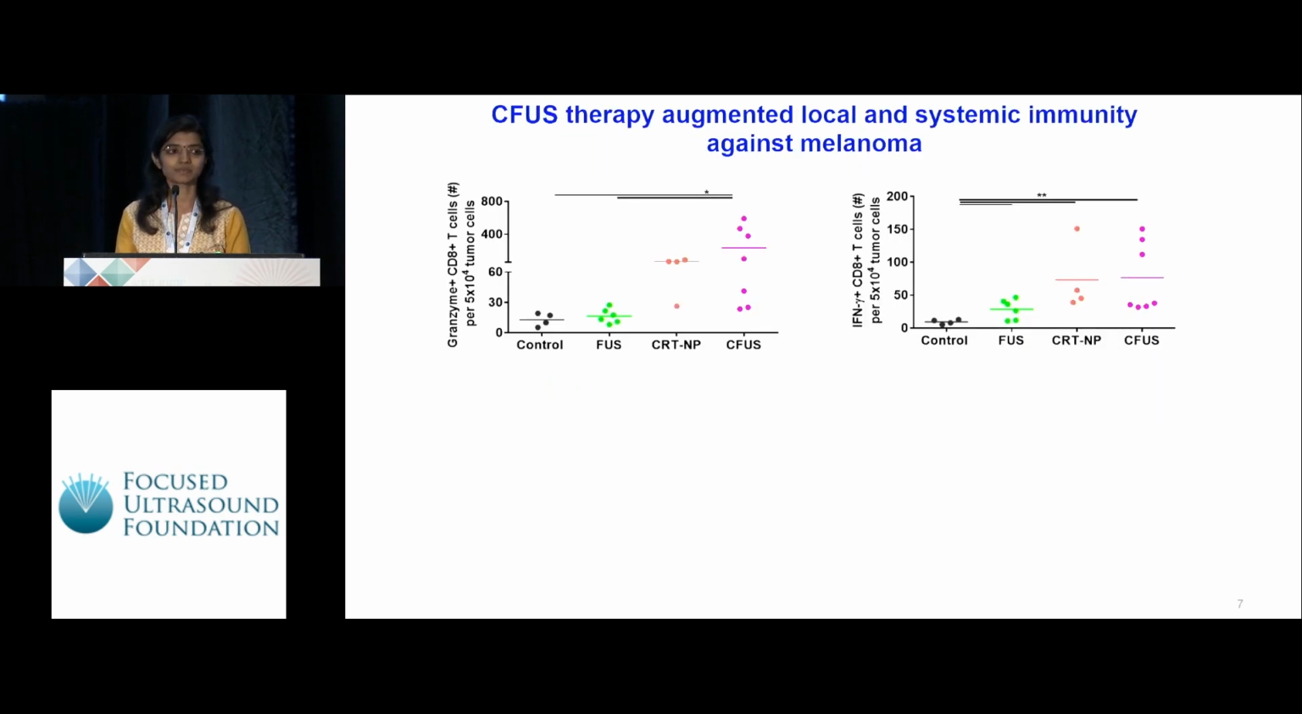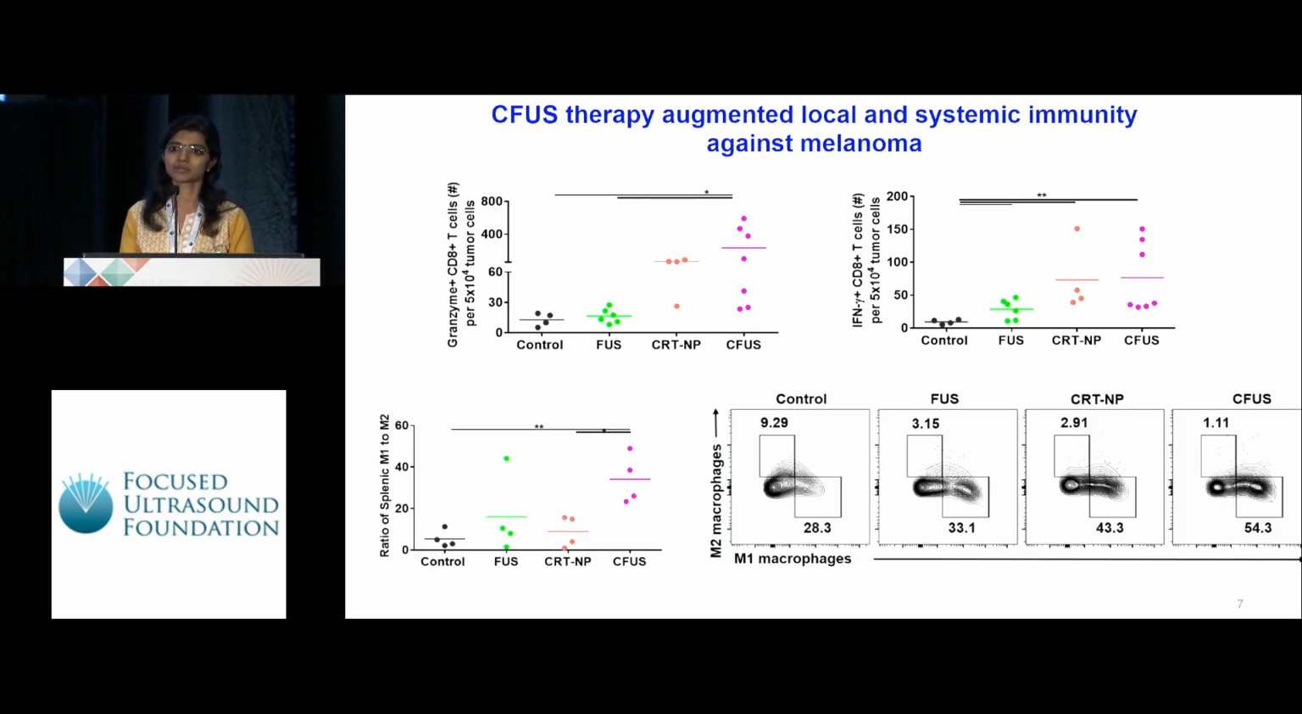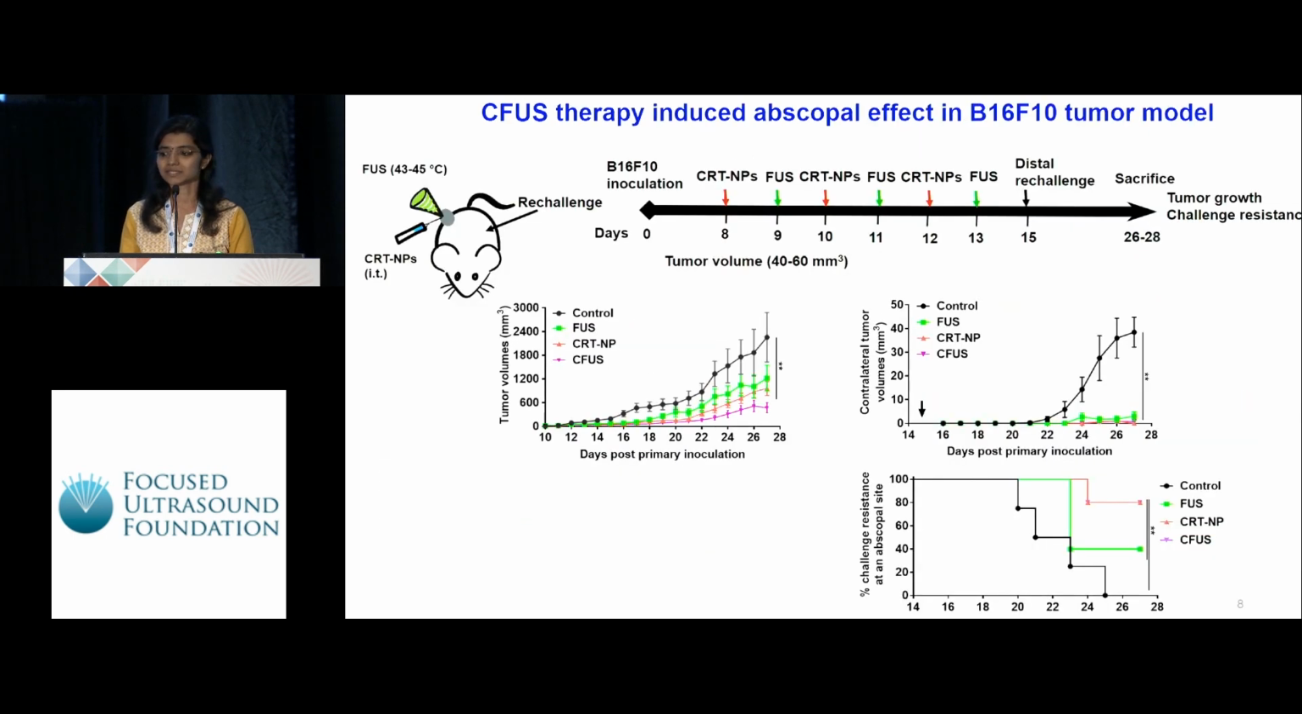This increased expression of calreticulin led to an enhanced functional status of cytotoxic T lymphocytes that were positive for interferon gamma and granzyme B in CFUS-treated tumors compared to the controls. Interestingly, we also observed a higher fraction of antitumoral M1 macrophages in the spleen of CFUS-treated mice compared to all the other groups, indicating the role of systemic immune response in these mice. This data motivated us to further evaluate the abscopal effect with CFUS therapy.